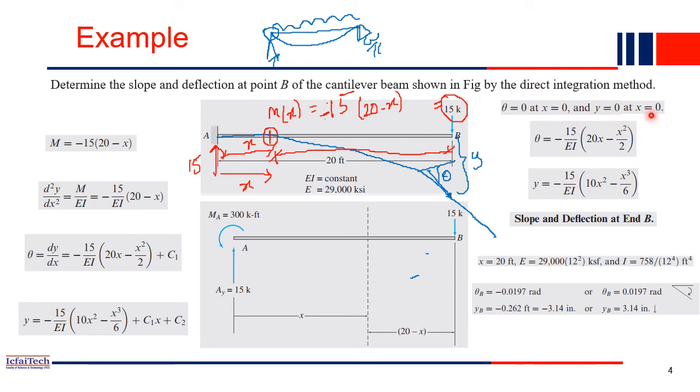Now substitute y equal to 0, x equal to 0. So x equal to 0 means this term will go away, this term also will go away, this term will also go away. So c2 is also equal to 0. These two points we are substituting in both the equations and we got c1 and c2 both equal to 0. So what is the final equation then? The final equation will be theta is equal to minus 15 by EI into (20x minus x squared by 2). C1 is anyway 0. So this is our theta.